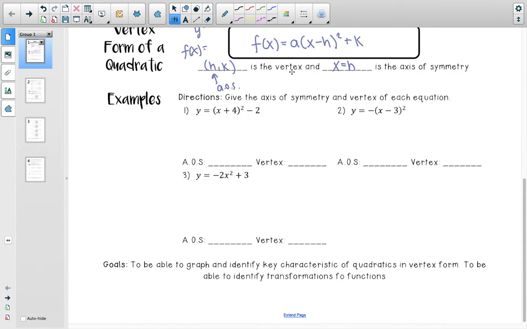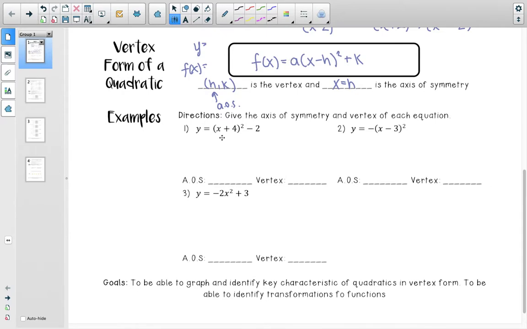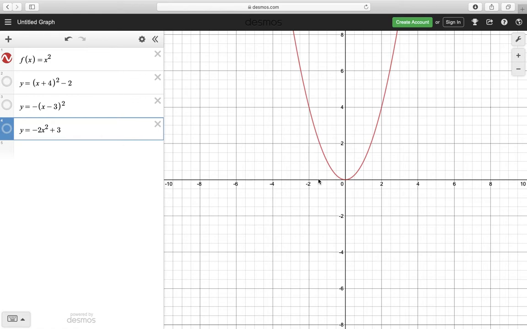So by this form, whatever's in the parentheses and squared will give you the x value, and since it's adding, it's really the same thing as this, so that means that h is negative 4. So the axis of symmetry is x equals negative 4. And then you take this as is. So since it's subtracting, k is negative 2. So I'm going to prove that to you. Okay. And we're going to go over a few other things with it.